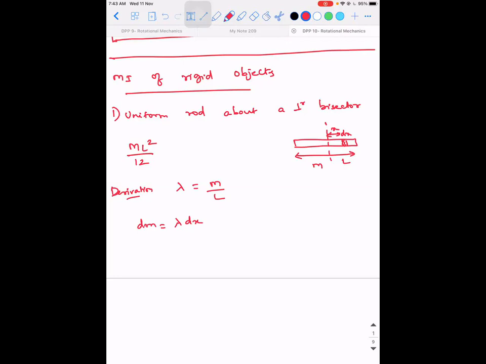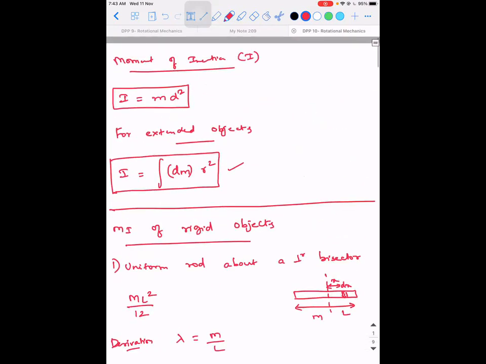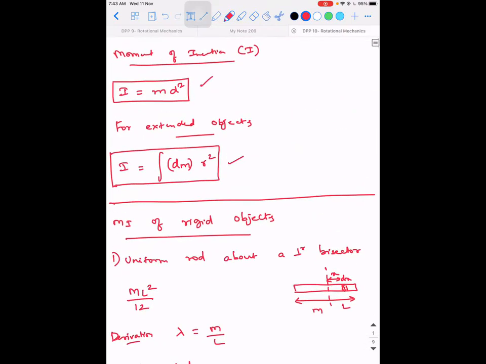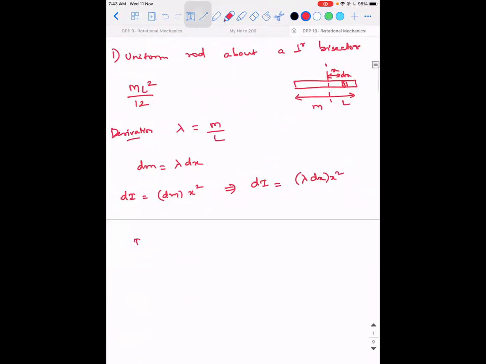Still, I have not applied any concept. So dm is equal to lambda into dx. So what is the moment of inertia of the smaller mass? See, why we are doing dm is because there is a formula only for particle mass. So by taking the dm itself is treated like a particle mass. So dI will be how much? The mass of the particle into its distance square, x square. So dI is equal to dm into x square, which implies dI is equal to lambda into dx into x square. So what will be the value of I?